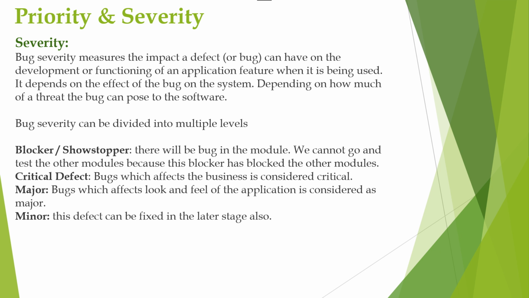Next, we'll see the defect with low priority and high severity. Whenever the defect happens on the functionality of an application and it will not allow the user to perform any activity on that functionality, but the customer will rarely click on those functionalities.